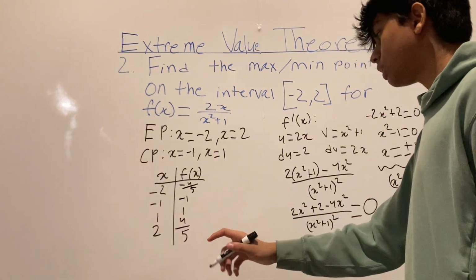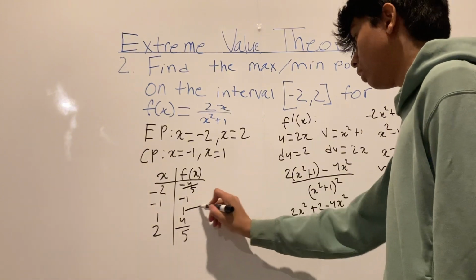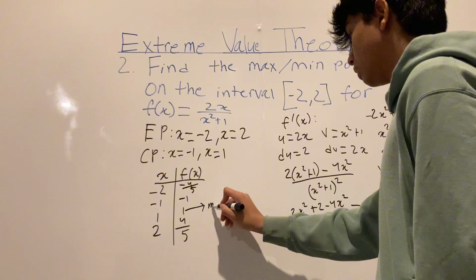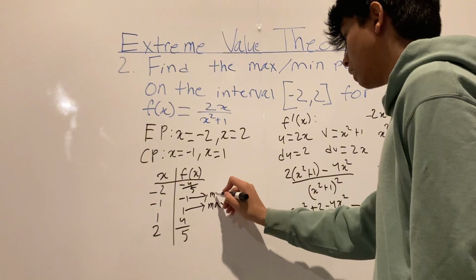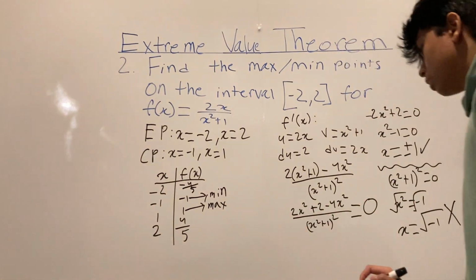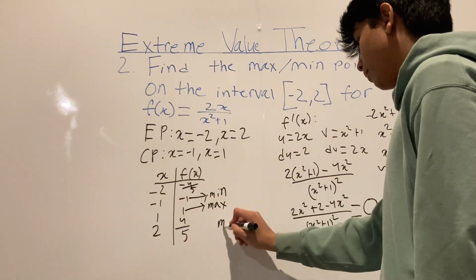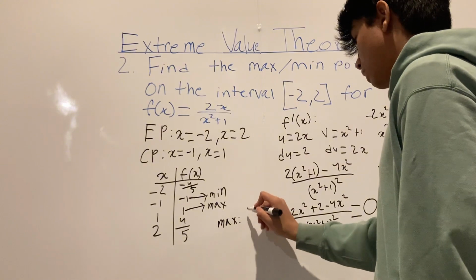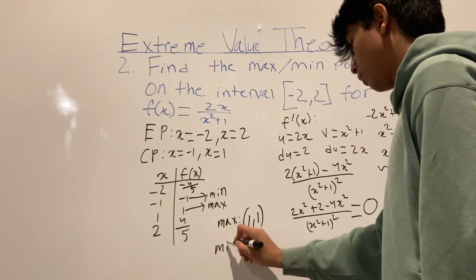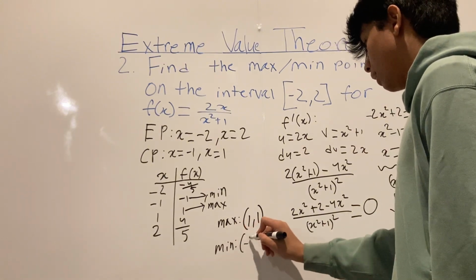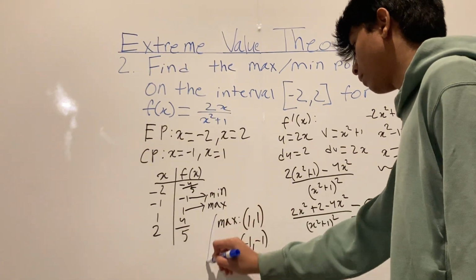So from this, we can see that 1 is our biggest value. So we can say this is max. And negative 1 is our lowest value, so we can say this is our min. So now, we can just say that our max point is at (1, 1), and our min point is at (negative 1, negative 1). And this is our final answer.